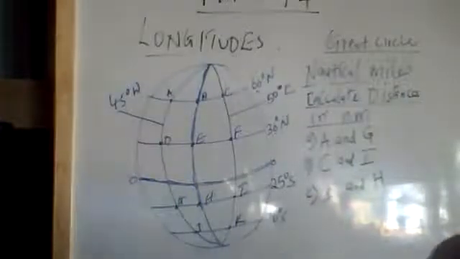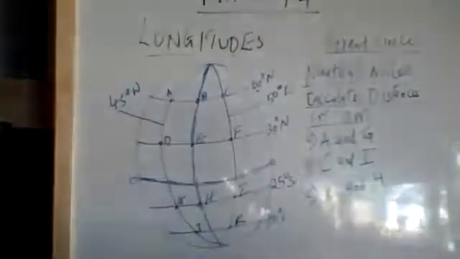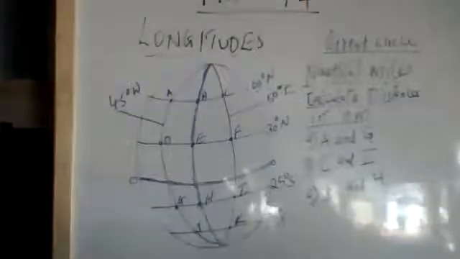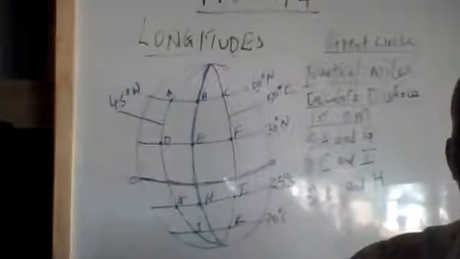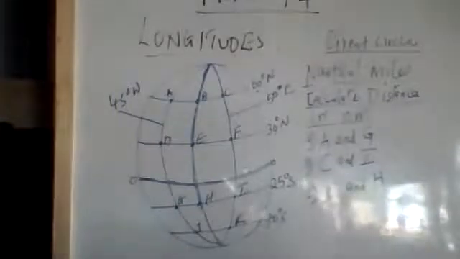Can you give me some answers for this? From A to G. First, what is the angle difference? That's 5. From A to G.